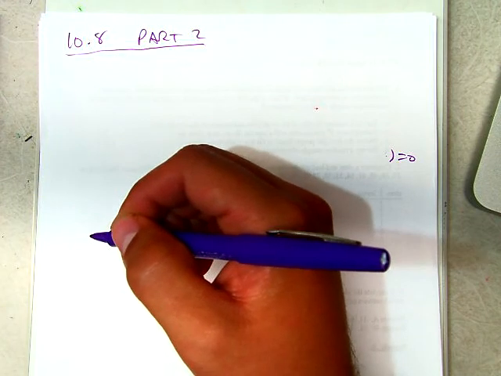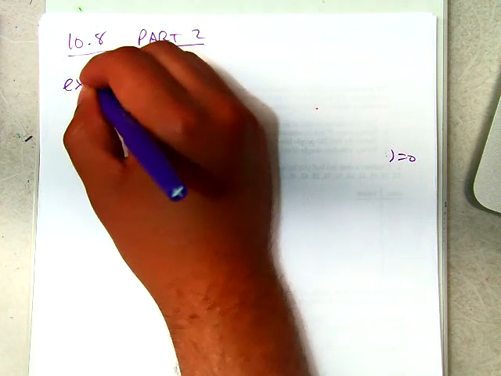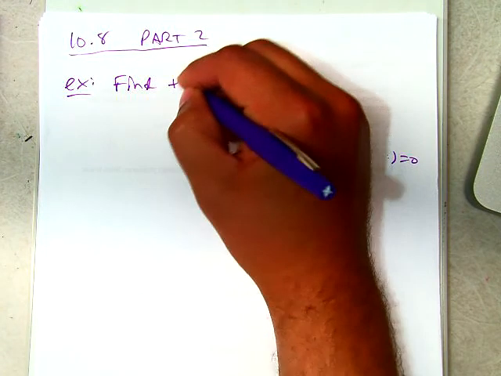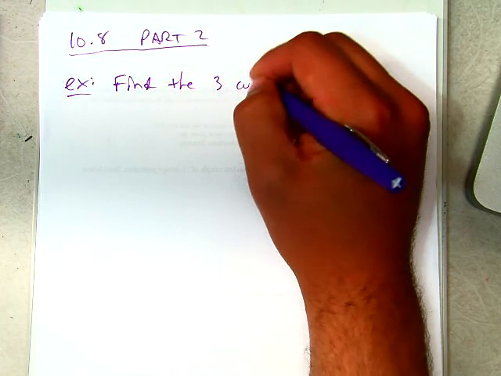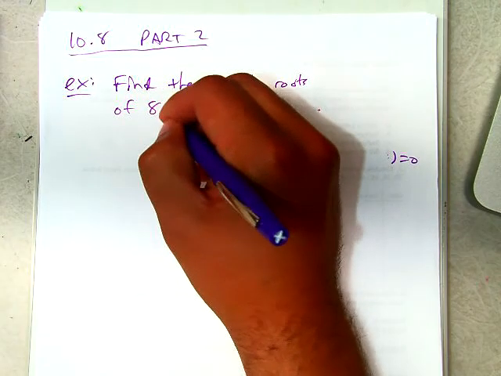I'm going to break it up step by step. And if you follow those same steps, no matter what kind of problem you have, then you're good to go. So for example, if we wanted to find the 3 cube roots of, let's say, 8i.